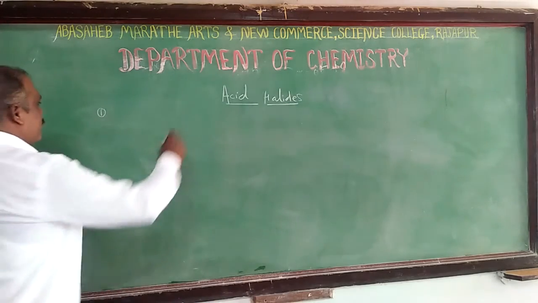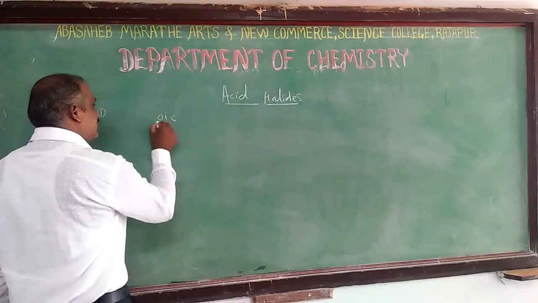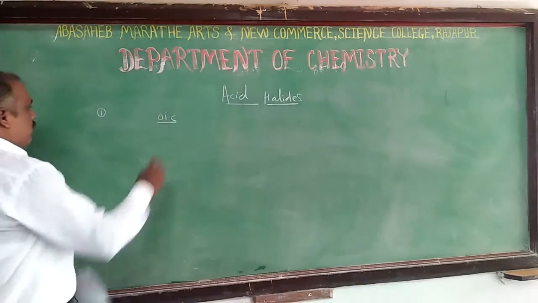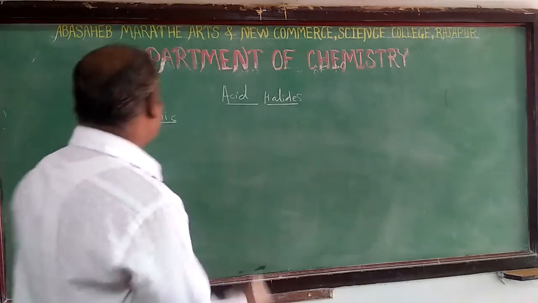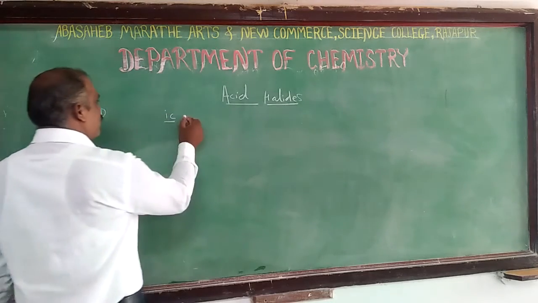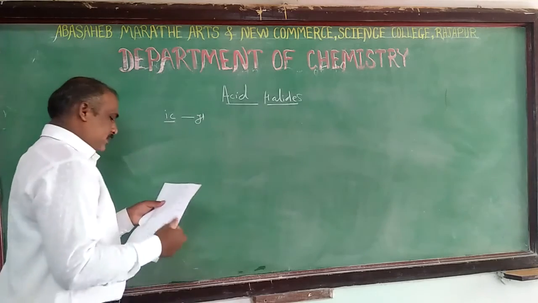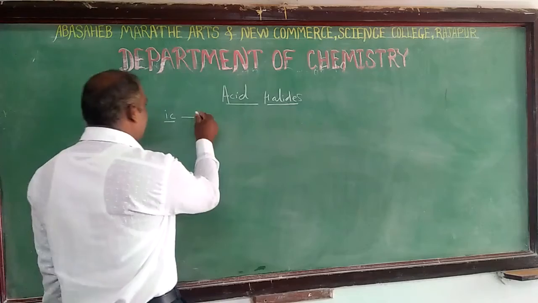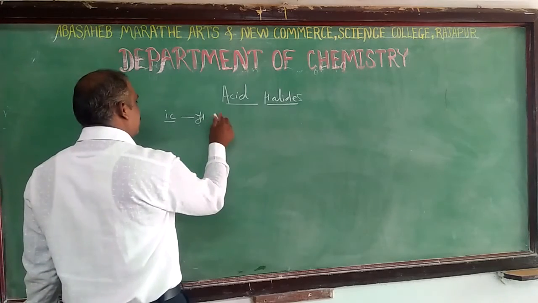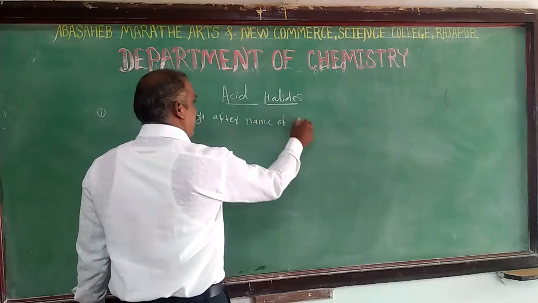We will see different examples. The OIC ending is used in naming the acid, and therefore in acid halides the IC is replaced by YL, and after replacing with YL we can write the name of the halogen.